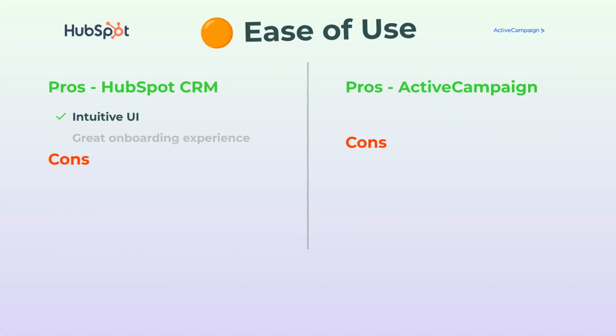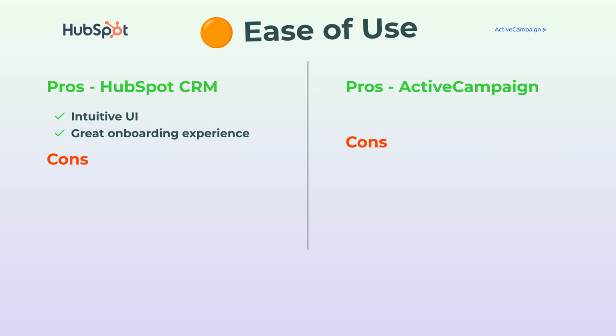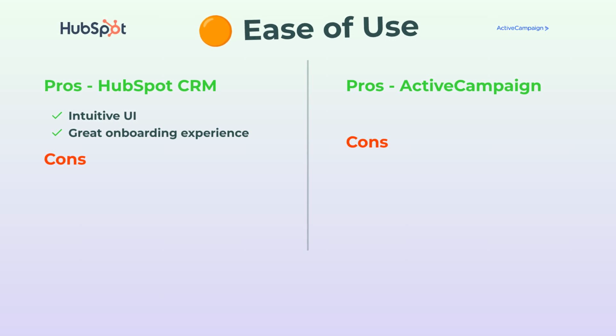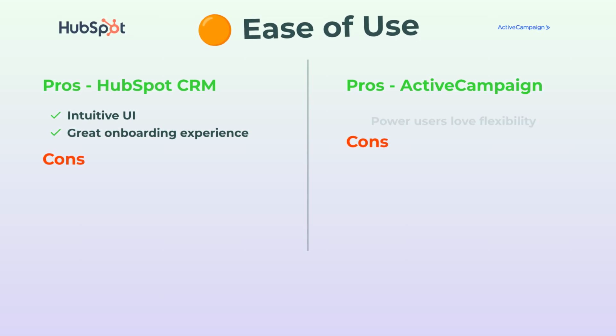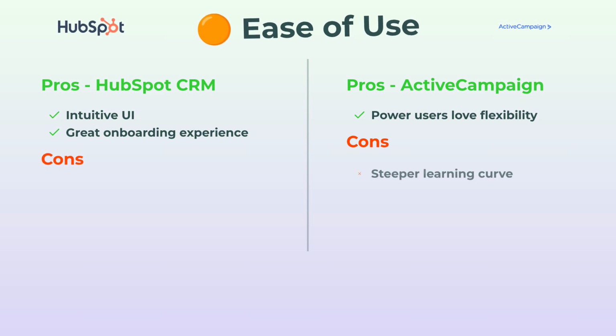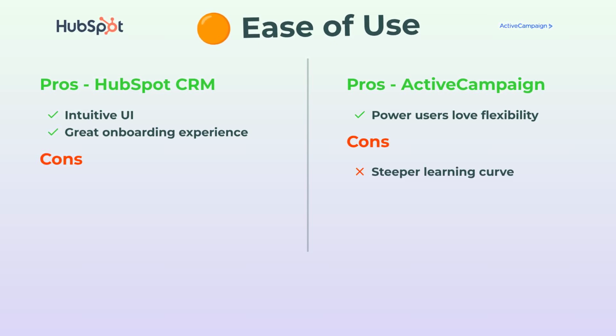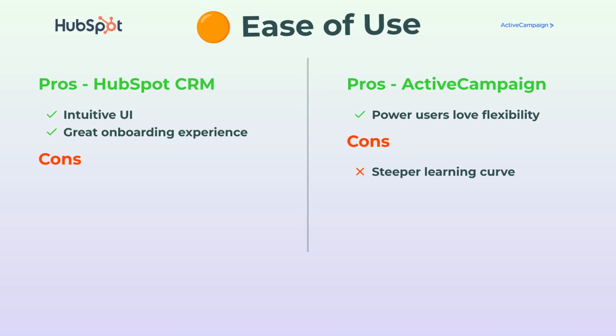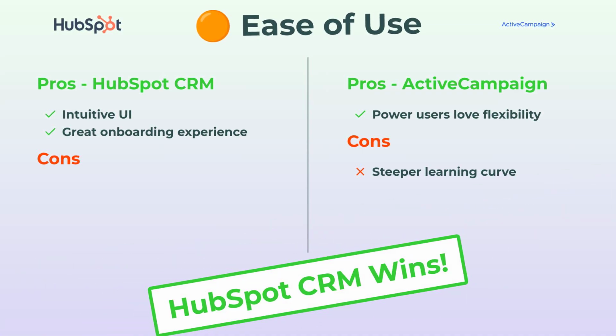Next up is ease of use, and this is where I get excited. HubSpot is just smooth. You log in, and things make sense. You don't get lost in endless menus, and onboarding is actually enjoyable. ActiveCampaign? Oh, power users will love it after the initial maze, but if you're new, you'll probably feel like you need a map. So yeah, HubSpot gets the gold star for usability.